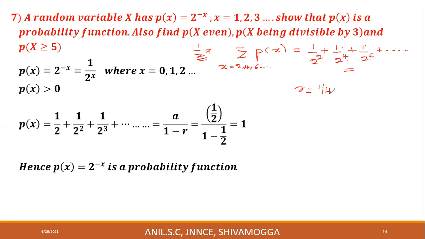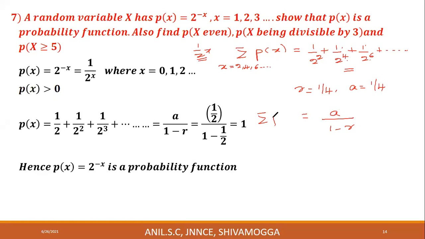Such a progression is called a geometric progression. A is the first term, 1 by 2 square, which means 1 by 4. And clearly, an infinite number of terms are involved here. The sum to infinity of a geometric progression is given by a divided by 1 minus r.